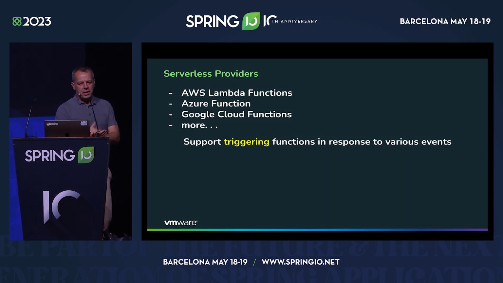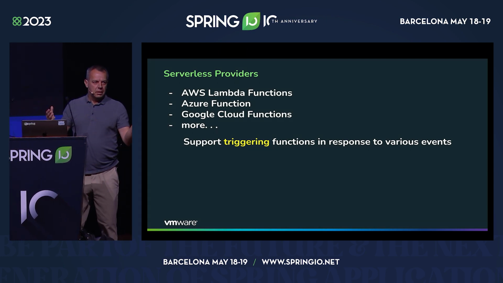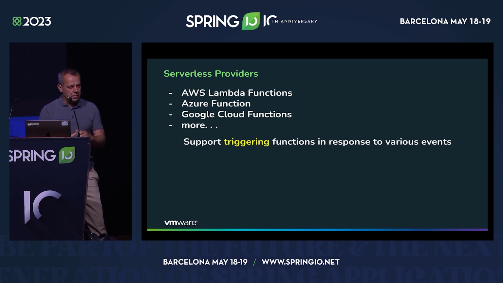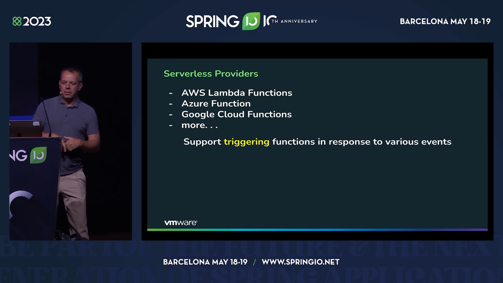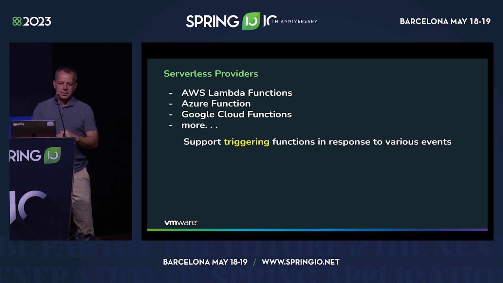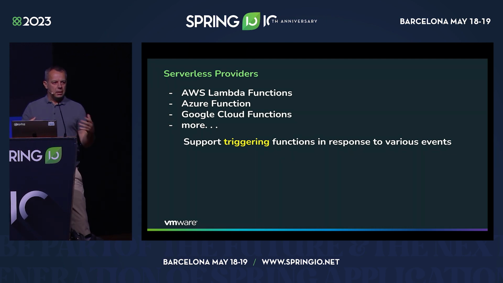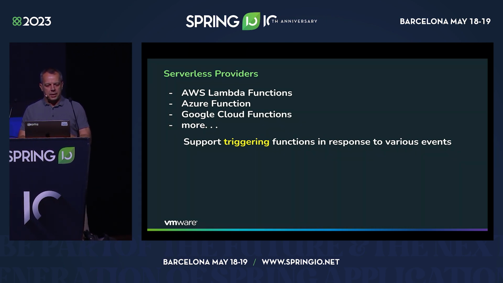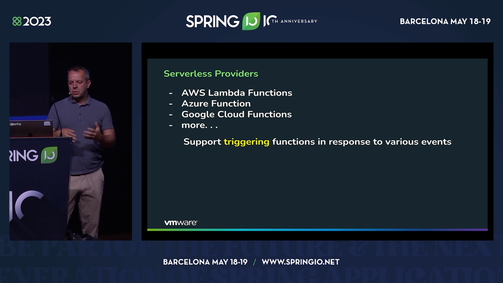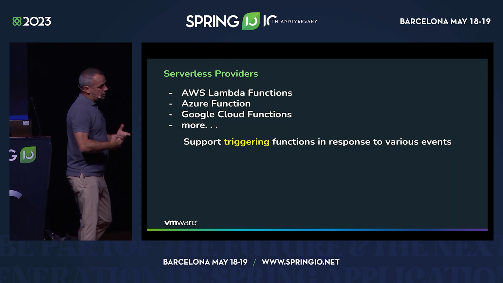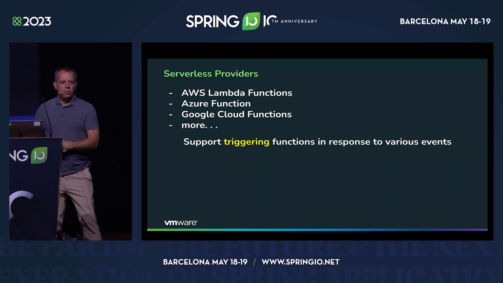Okay, so serverless providers. Obviously, AWS Lambda is kind of at the lead right here. Azure Functions would be following, and then Google Functions, IBM, and many others. We'll talk later about what we support within Spring Stack right now. But all of these providers support triggering functions in response to various events. You can see that I put an emphasis on the word triggering, because that's actually quite important.